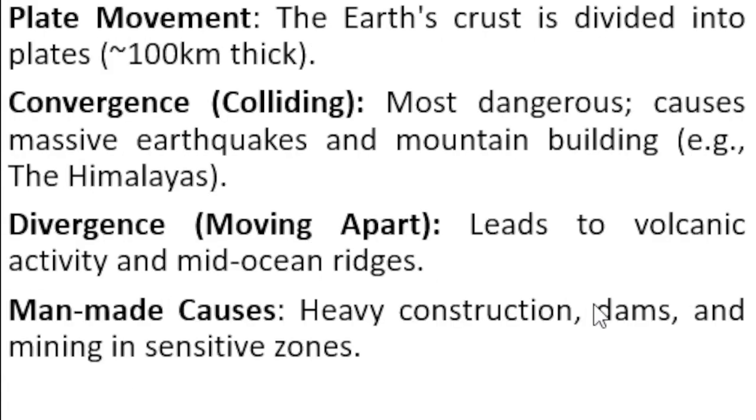So why do earthquakes happen? The main reason is plate tectonics. The earth's crust is divided into several tectonic plates that are continuously moving. Earthquakes occur when these plates collide, separate, or slide past one another, releasing an enormous amount of energy. Apart from natural causes, certain human activities like large dams, mining, underground explosions, and heavy construction in sensitive areas may trigger minor earthquakes.